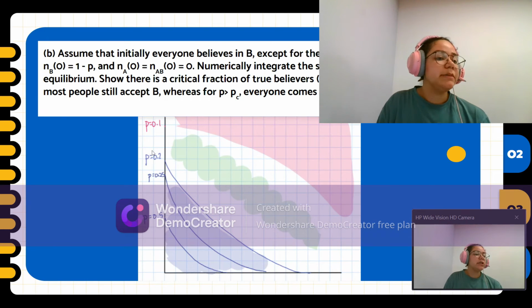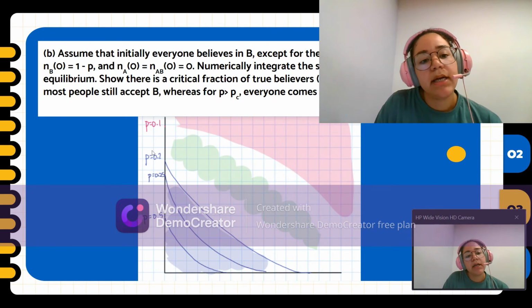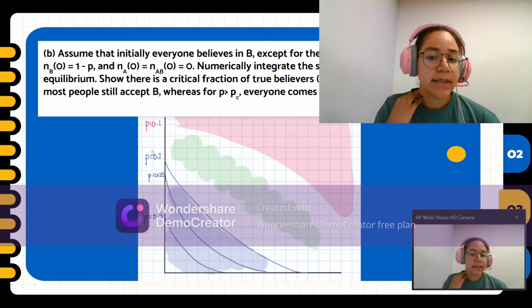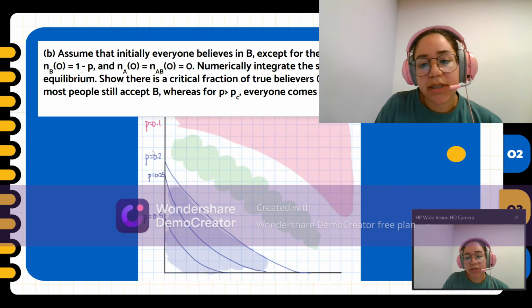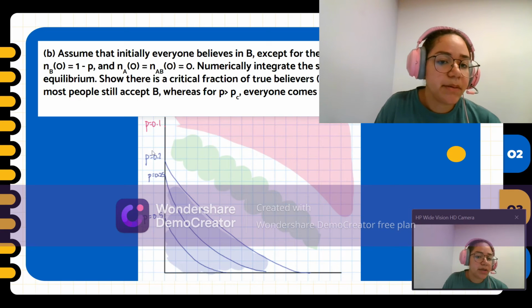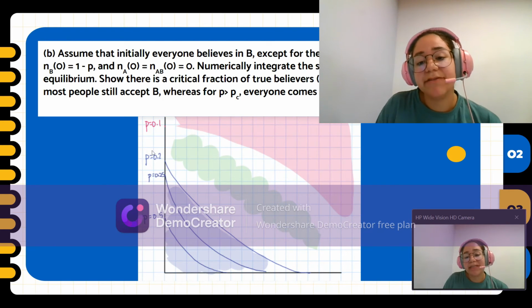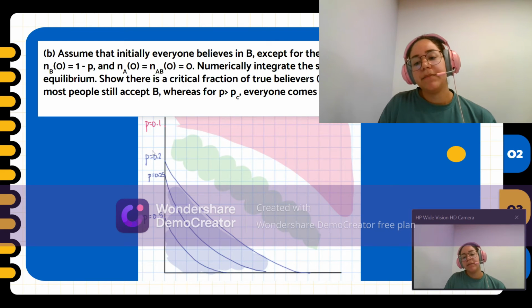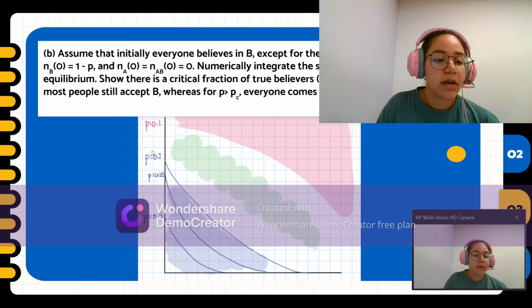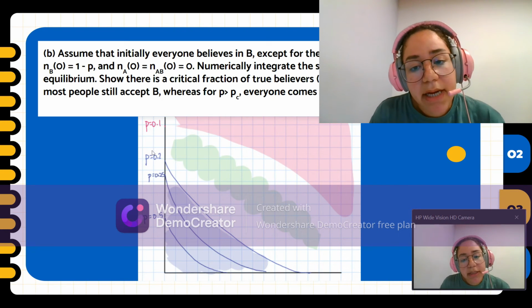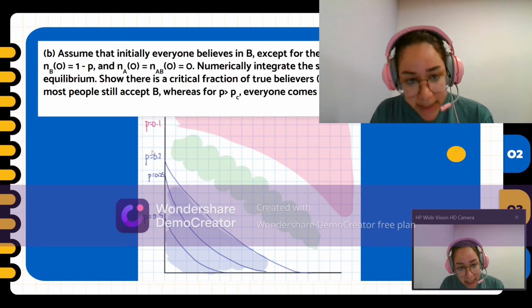So now we're in part B. Assume that initially everyone believes in B except for the true believers in A. And then we must numerically integrate the system until it reaches equilibrium. Show that there's a critical fraction of true believers, PC, so that when P is less than PC, most people still accept B, whereas when P is greater than PC, everyone comes around to A.